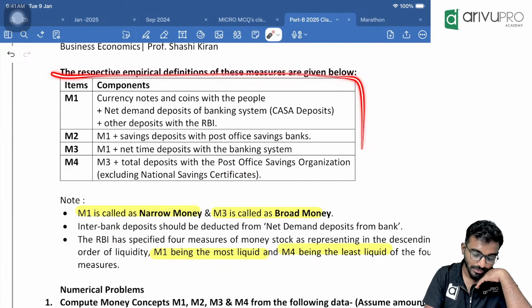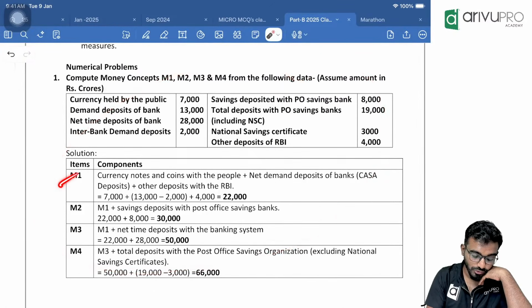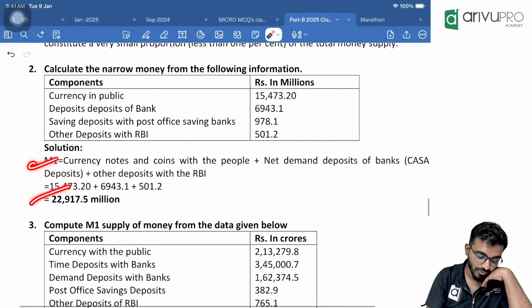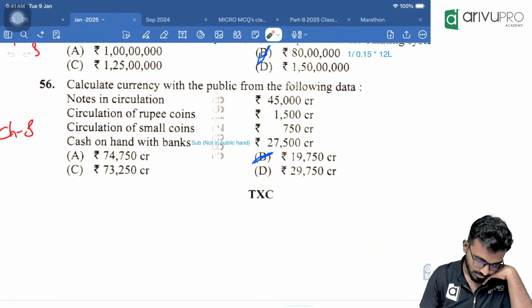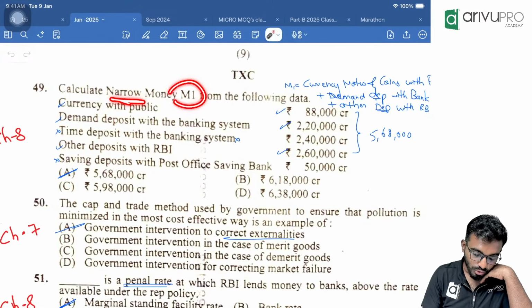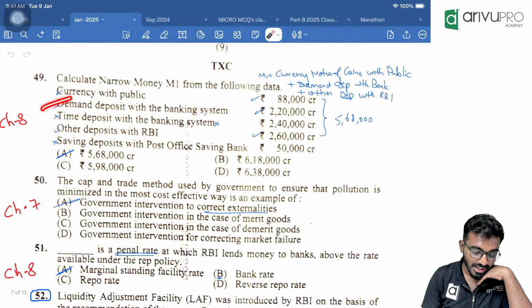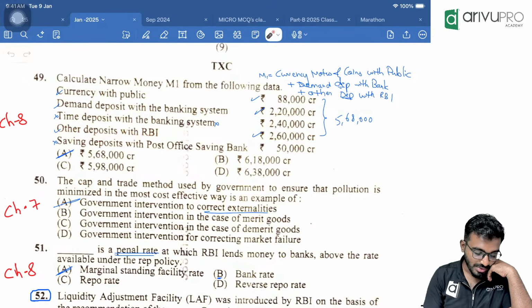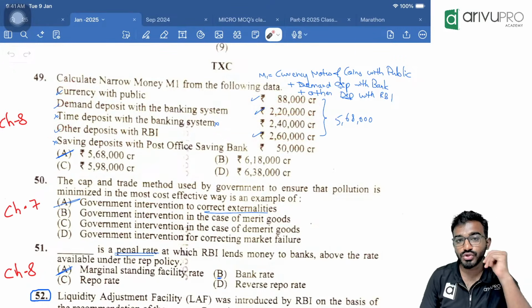So this is the formula. From this, numericals will also come. I've given in the class all 4 calculations, M1, M2, M3, M4, or just one calculation, M1. See, let me show the exam questions also for your better understanding. See here: calculate narrow money, M1, from the following data: currency notes and coins with public, added demand deposits with the banking system, added other deposits with RBI. Only 1, 2, 3. We only need these 3 things. You should know the formula.